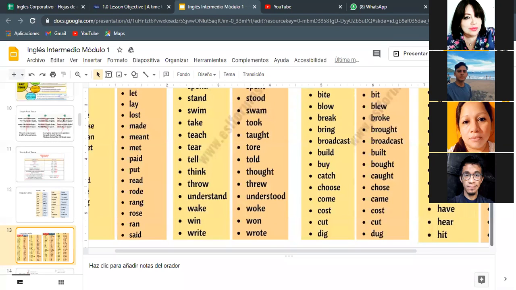Tear. What is to tear? Similar to cry? In this situation, no. Because tears, the ones when you cry, is a noun. It's not a verb. As a verb, it's different. Do you know what is tear? Okay. Tear is like when you have a piece of paper and you tear the paper. Ah, okay. So, tore is going to be for Gerardo. I tore the page. Okay.